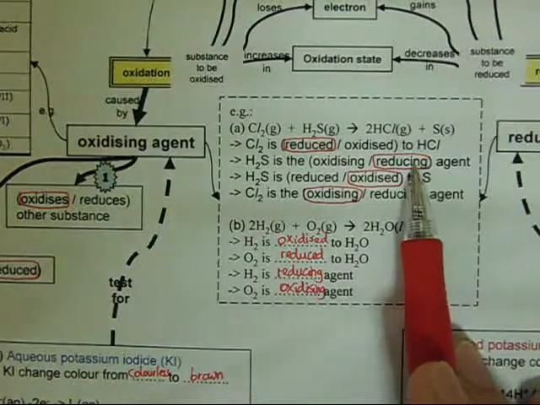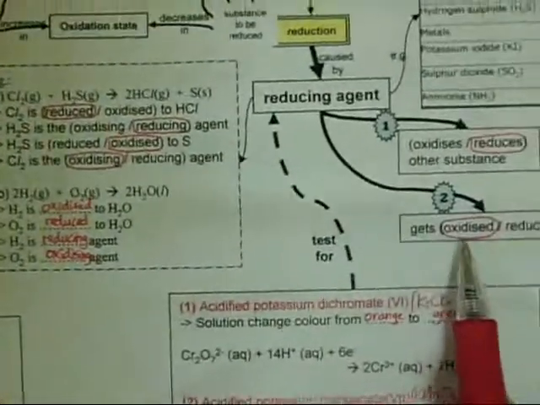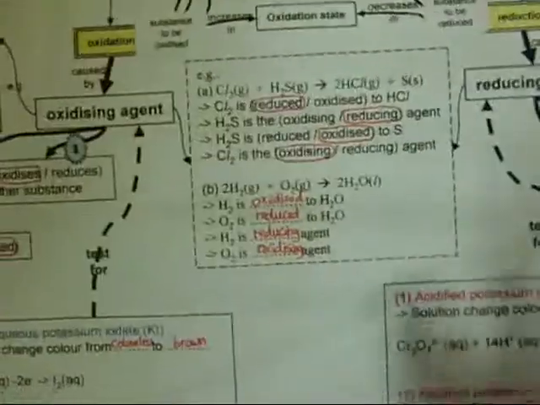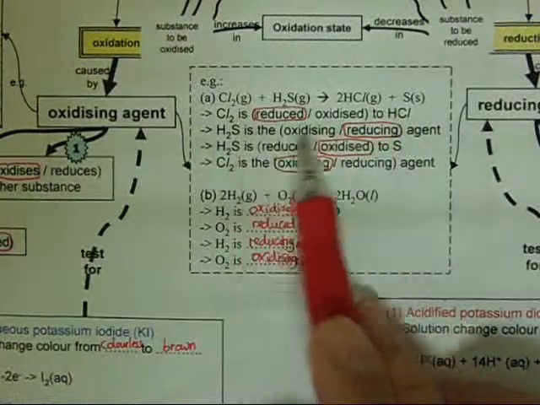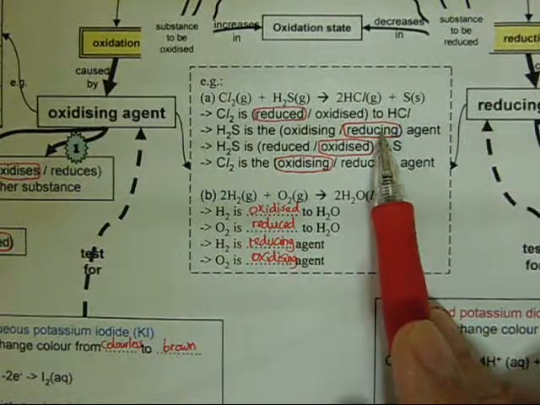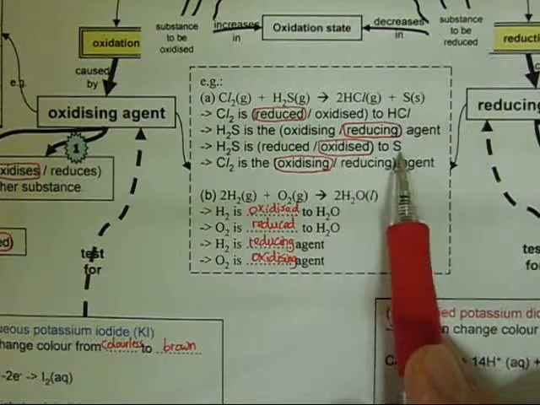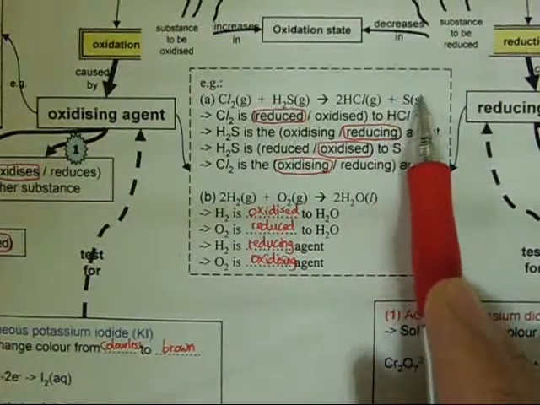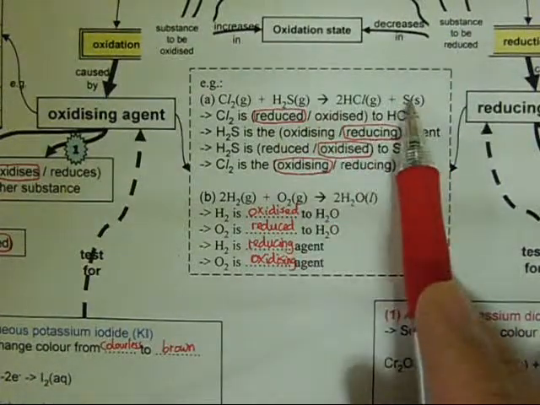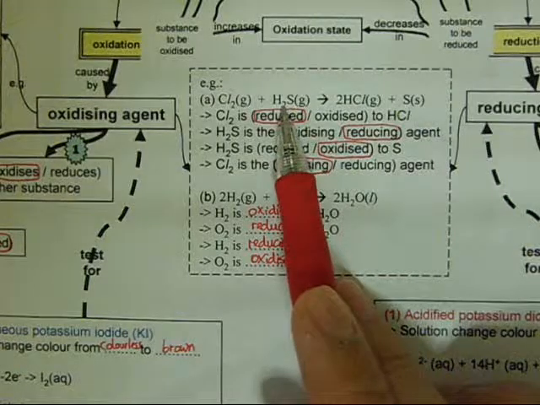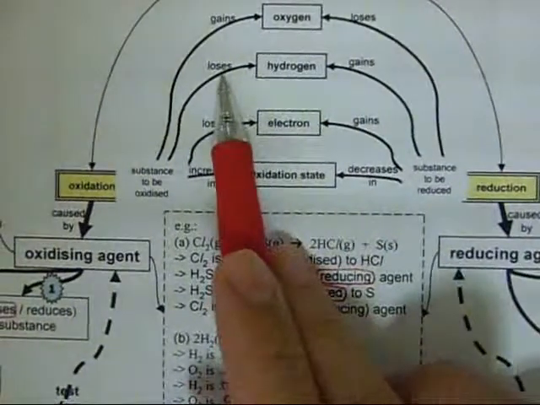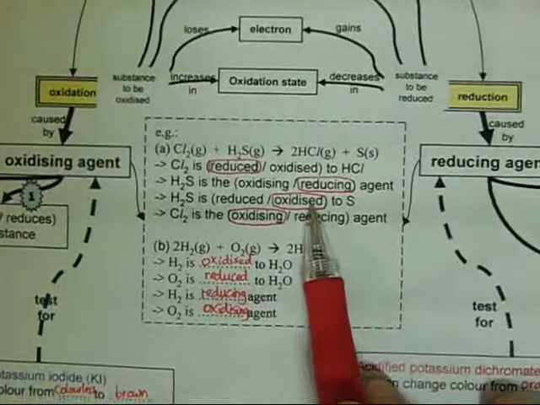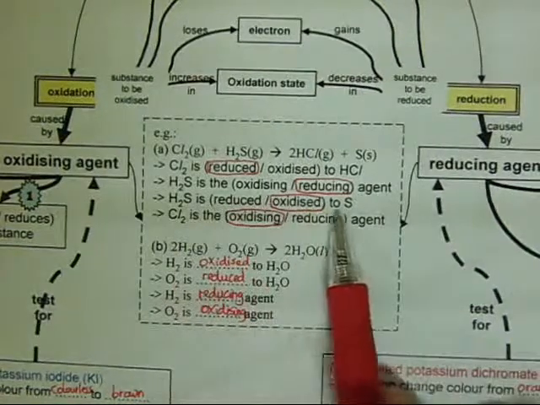Okay, and we know that reducing agent itself would get oxidized. Now let's look at what happened to H2S. So since H2S is the reducing agent, H2S must get oxidized. So H2S is oxidized to S. Why? Because H2S, in order to become S, it must lose hydrogen. So by definition, loss of hydrogen means oxidation. Therefore, H2S is oxidized to S.